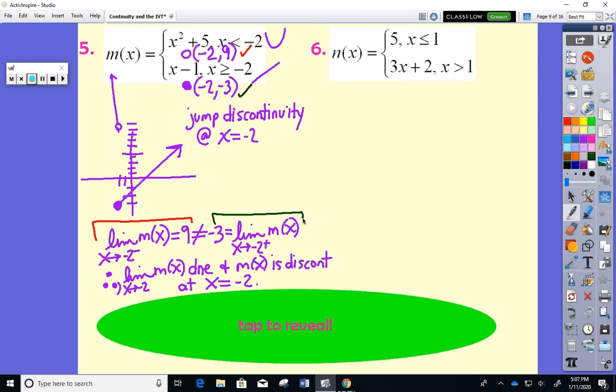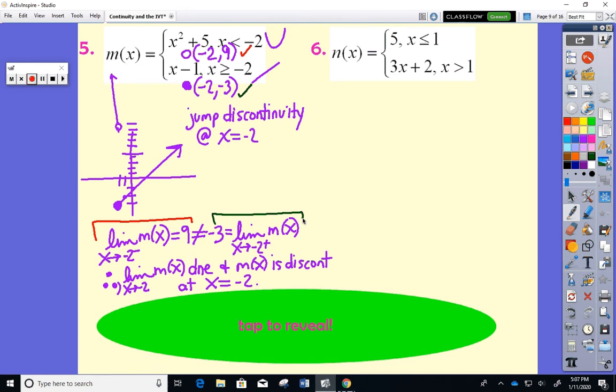Now, notice, by the way, I didn't say this. I sort of inferred it, but I should have been specific. When I look at the parabola and the line, both of those are polynomial functions, and the two pieces of the graph then are continuous. What you're really looking for is what happens at the x values of change, where you change from one piece to another piece of the graph.